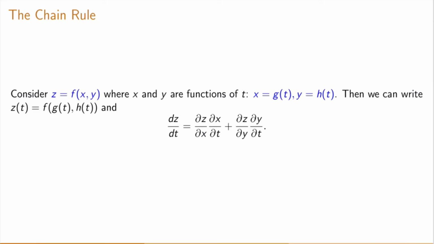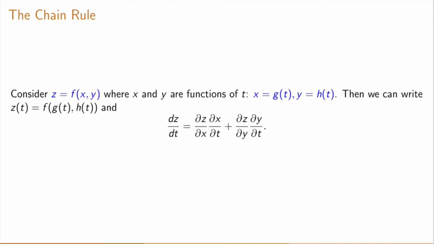Let us look at the chain rule for functions of several variables. So for example, here I have a function f which depends on two variables, x and y. And if I write z equals f of x and y, then I get a surface. But now I assume that x and y themselves are functions again. So x is a function g of t, y is a function h of t.